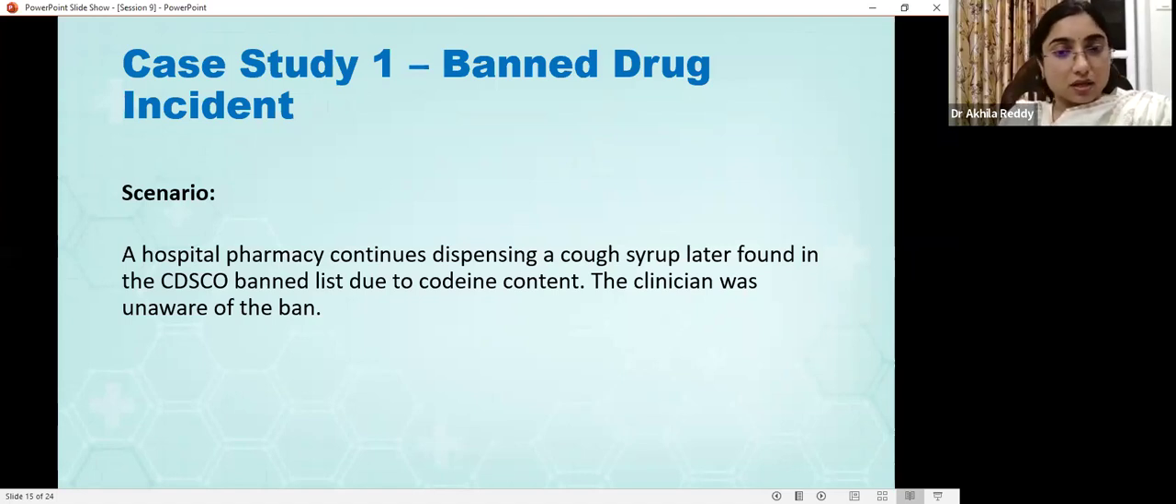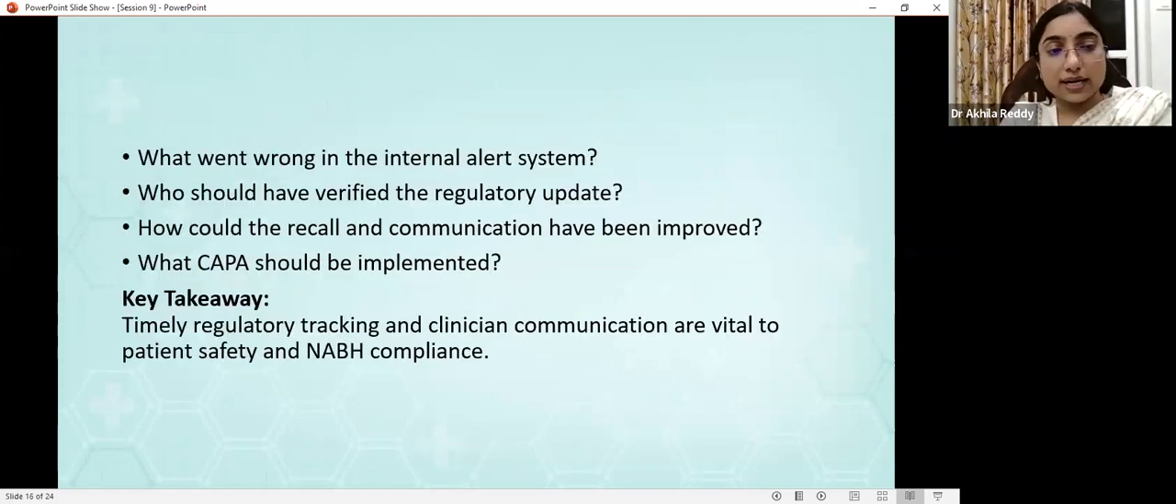The hospital pharmacy is continuing to dispense a cough syrup, then later the banned content was found, and the clinician was not aware of the CDSCO guidelines. These guidelines are to be followed by the pharmacist, that is the regulatory pharmacist. And we did not even inform the clinician that it was being used for the patient. So let's see what went wrong in the internal alert system.